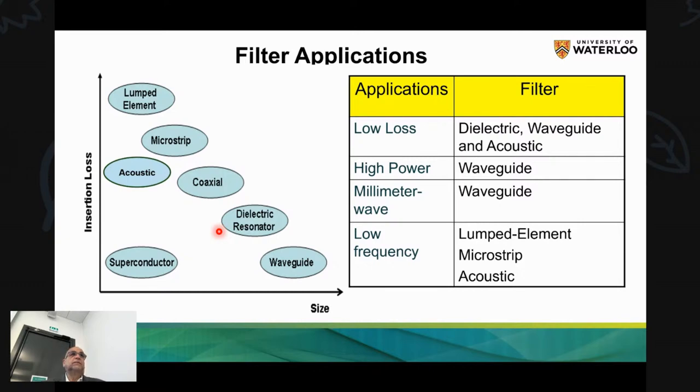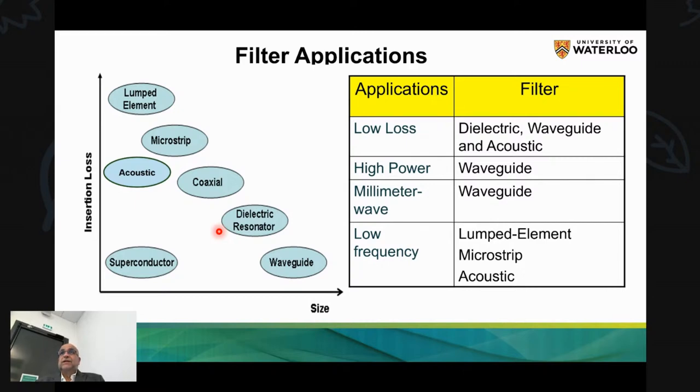For wireless and satellite applications, you can use dielectric and waveguides. And some people can afford coaxial as well, because around 3 gigahertz you can get a Q of 4,000 or 3,000. So it's still manageable.